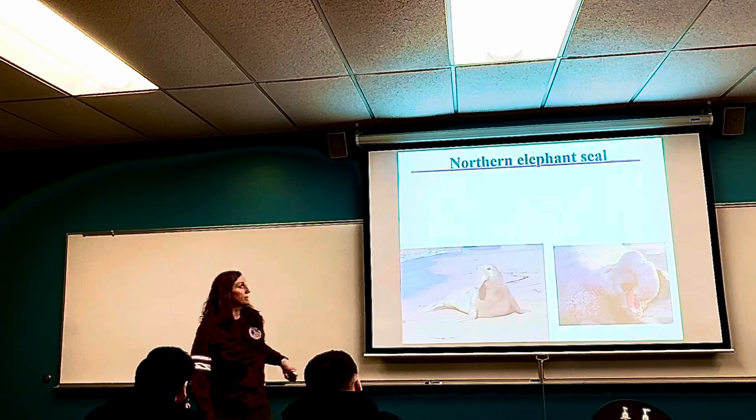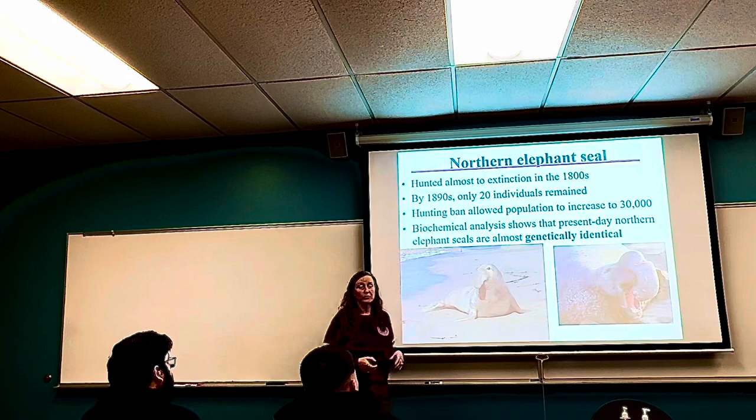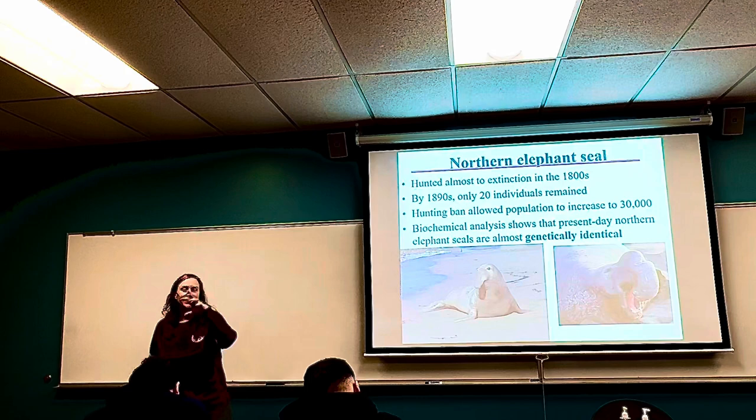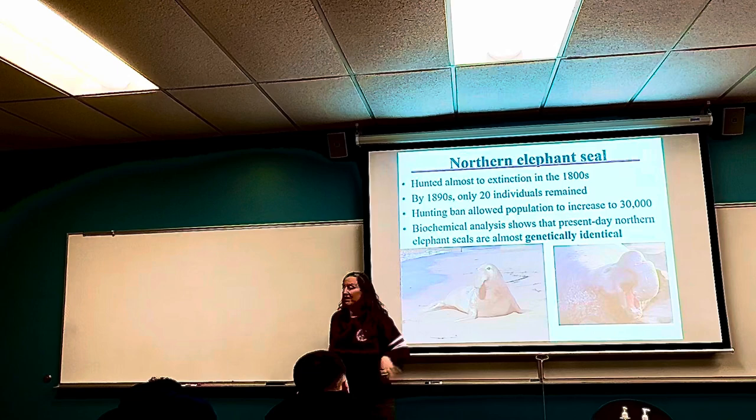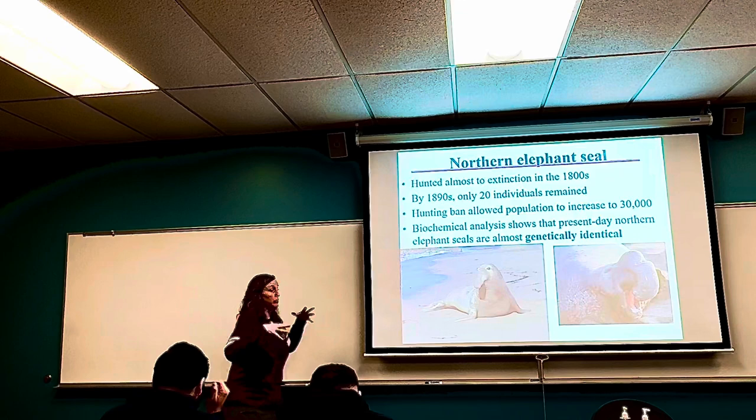The northern elephant seals. In the 1800s, they almost went extinct from overhunting. By the 1890s, only 20 individuals survived. Now, what they're hunting for is specific traits, right? They probably want the biggest ones, the ones that make the biggest offspring, so they have more meat to eat, and they can also use the fat or the blubber in the 1800s to light lamps, like kerosene. So they want the really, really big ones. And so then they're left with like 20 of the more maybe scrawny little ones.